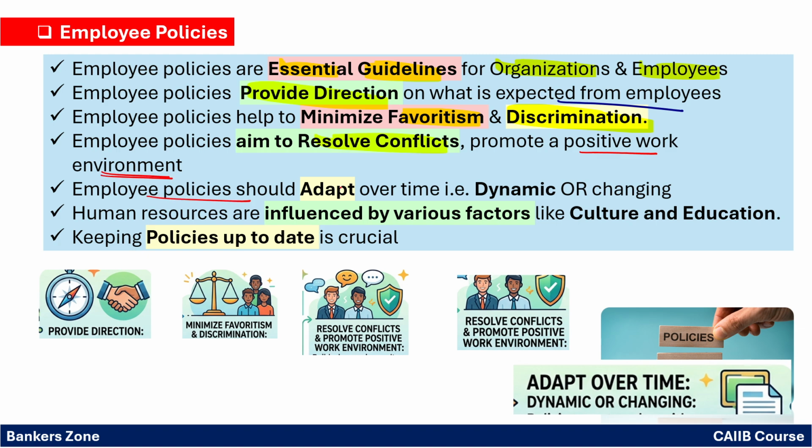It also promotes a positive work environment in the organization. Employee policy should be adaptive, means what? It should be able to change over a period of time because of the changing nature of HRM. So policy should be able to change. That is why policy must be adaptive. Then human resource is influenced by various factors. It can be the culture and the education of the organization. Keeping policy up to date is also a crucial part, right? So these are all about the employee policy, right?